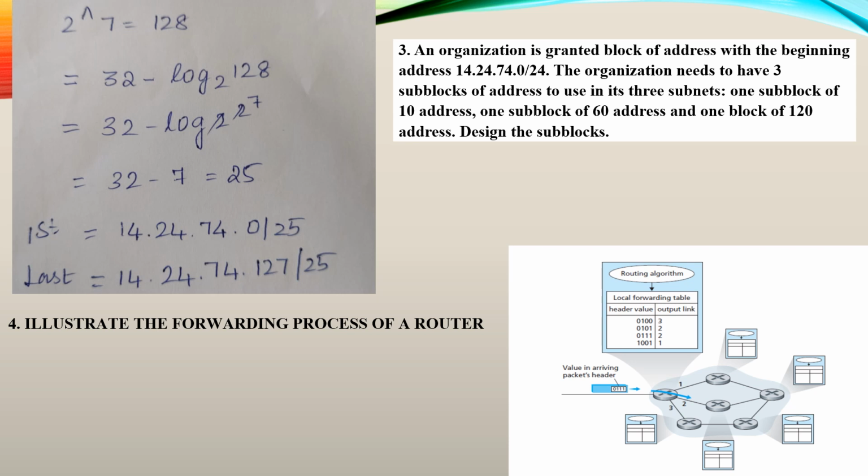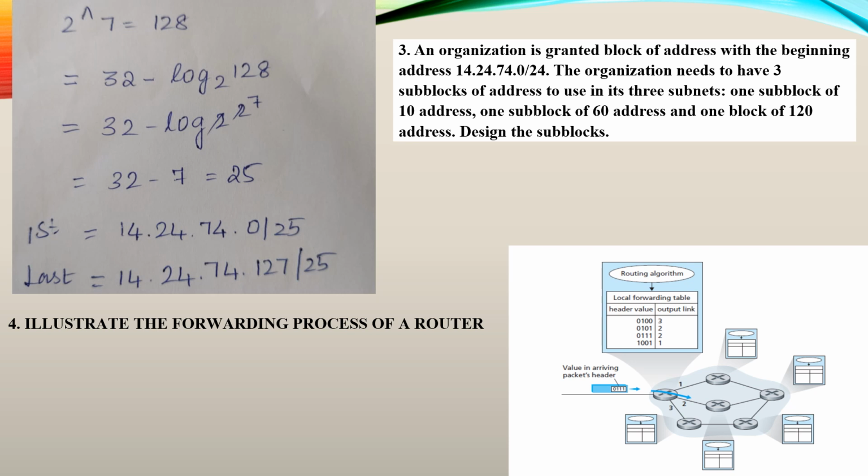So here you can see 120 is not a direct power of 2. So 2 to the power of 6 is some other value, 2 to the power of 7 is 128. So we have to consider a block which has 128 or more than 128. So 2 to the power of 7 gives 128. This is the formula: 32 minus log base 2 of 128. So 128 is 2 to the power of 7.